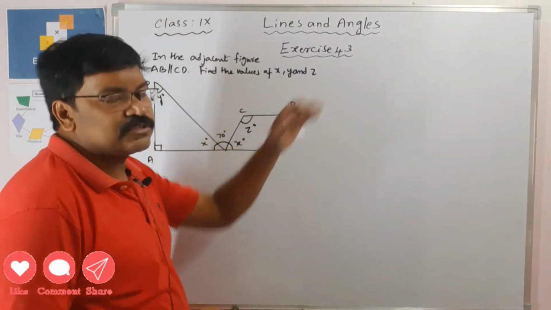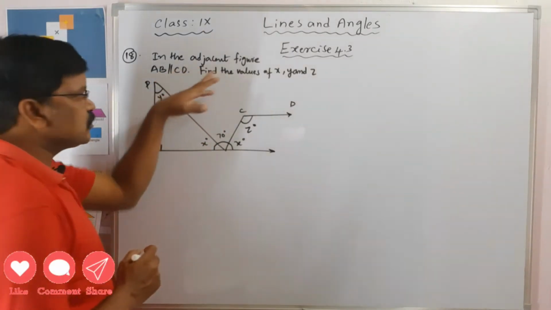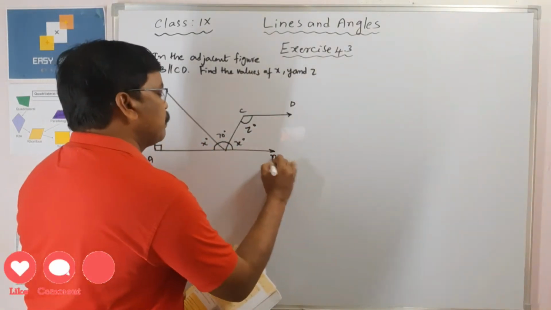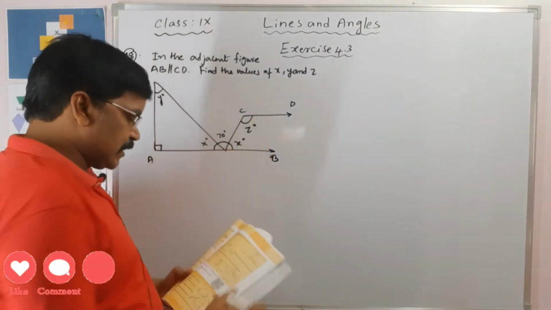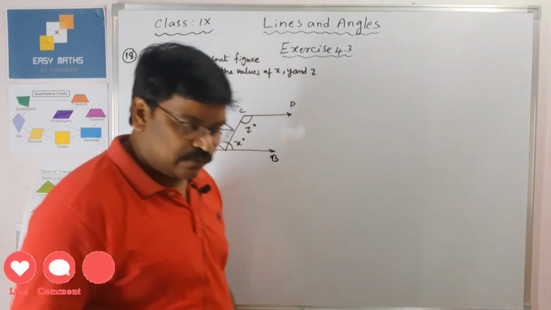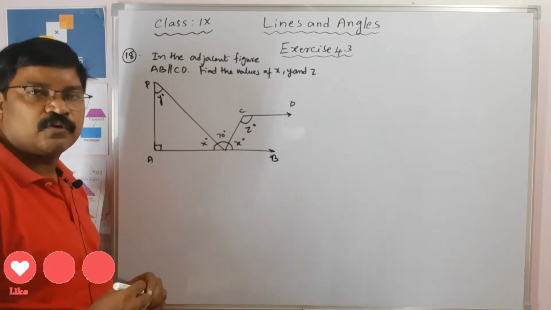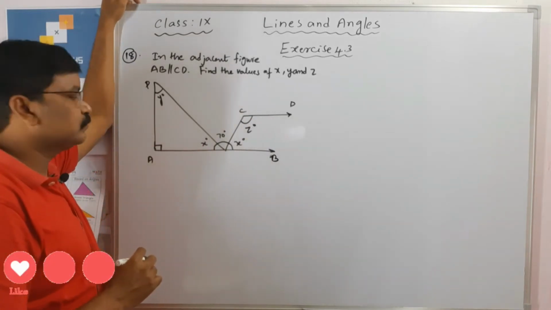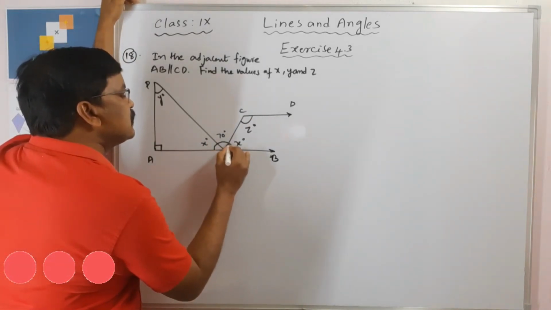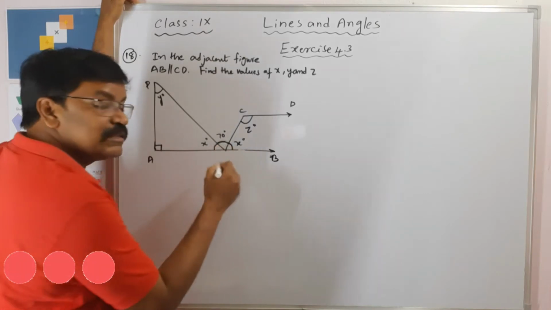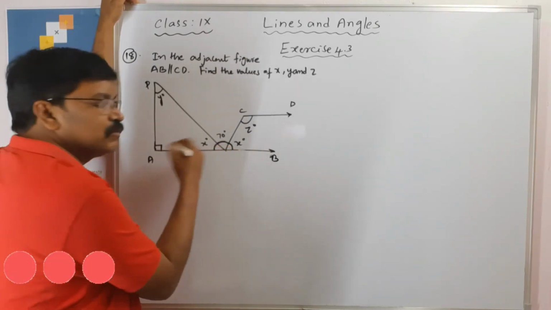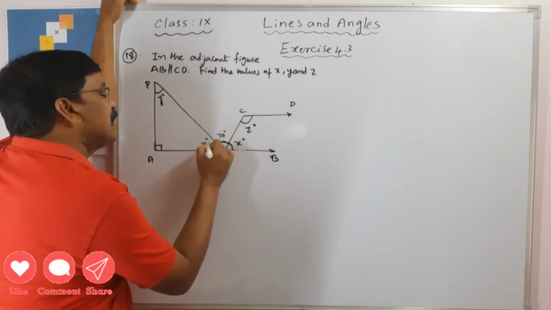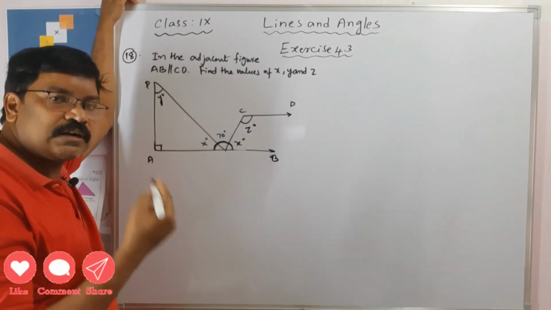Coming to the 18th question in exercise 4.3. In the adjacent figure, AB is parallel to CD, right? Find the values of x, y and z. Okay. Here, this AB and CD are parallel. See, my dear students, this is x, this is 70 degrees, the middle angle is 70 degrees, and this extreme angle is 70 x degrees. So actually the sum of these three angles is equal to 180 degrees. Why?